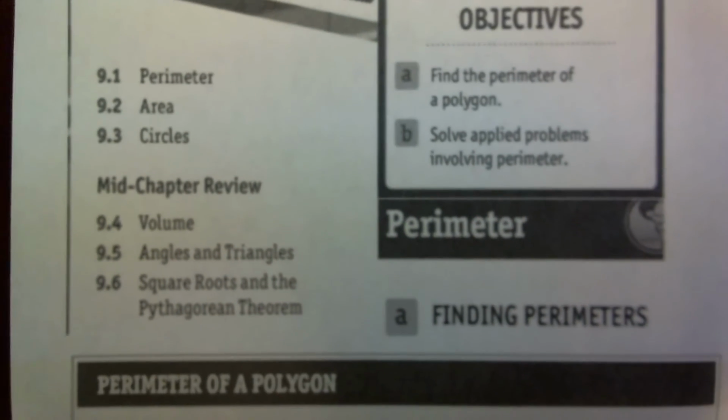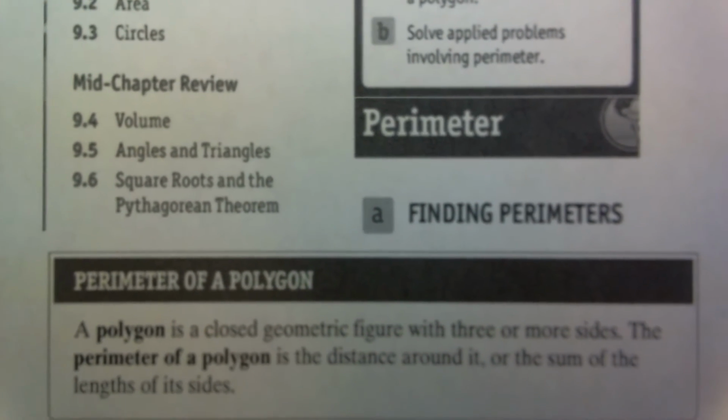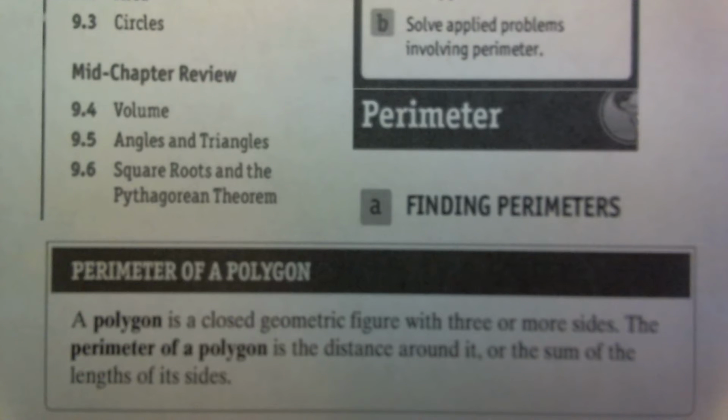So the perimeter of a polygon is simply the sum of its sides, and a polygon is a closed geometric figure with 3 or more sides. So the perimeter of a polygon is the distance around it, or the sum of the lengths of its sides.